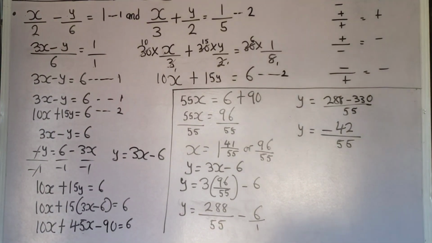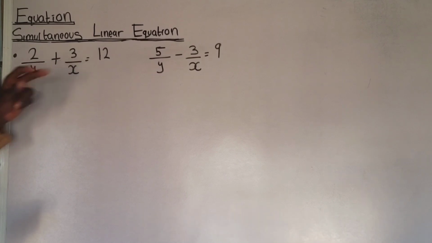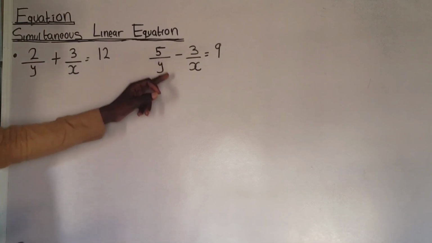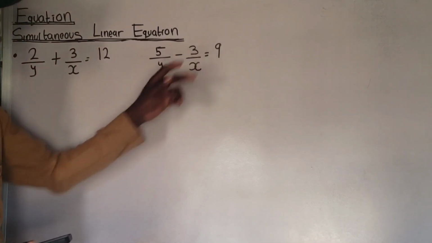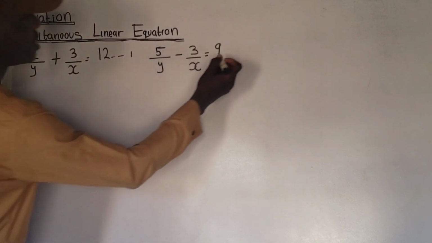Okay, so let's proceed to the next question. Okay, we have question number 2. We are asked to solve this simultaneous equation. 2 over y plus 3 over x is equal to 12. And 5 over y minus 3 over x is equal to 9. Okay, let us call this equation 1 and let us call this equation 2.